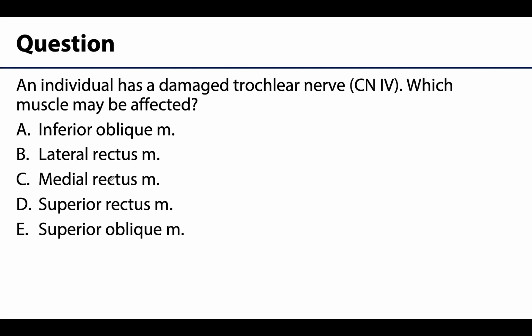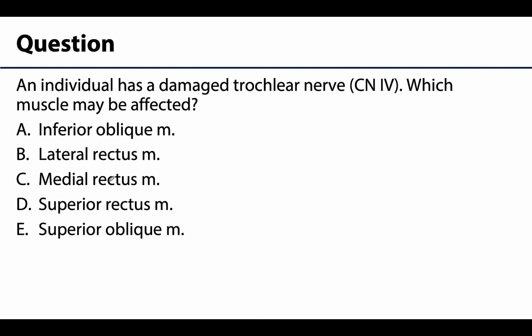And I love this type of question. This is certainly a type of question you may see on an assessment. So an individual has a damaged trochlear nerve or cranial nerve 4. Which muscle may be affected? So this is naming muscles, or these are extraocular eye muscles. So inferior oblique, lateral rectus, medial rectus, superior rectus, or superior oblique muscle.